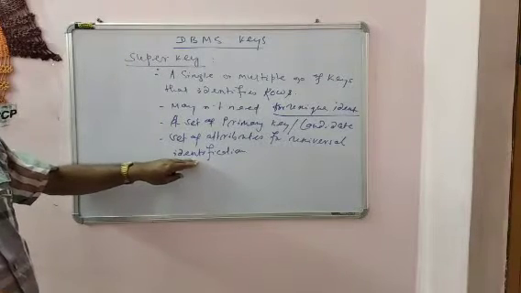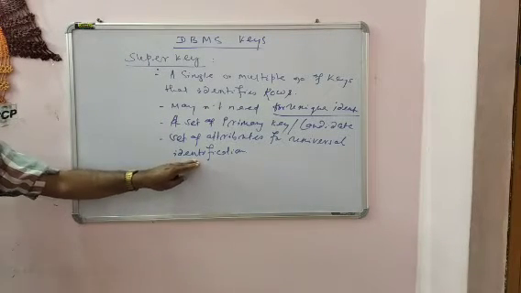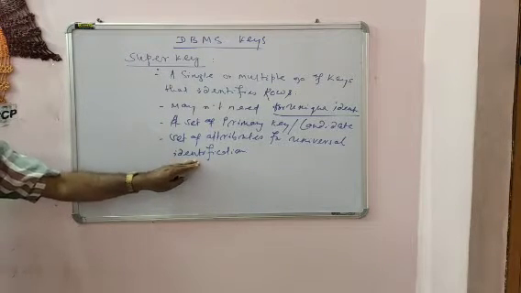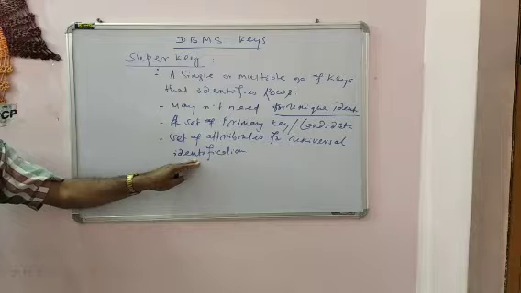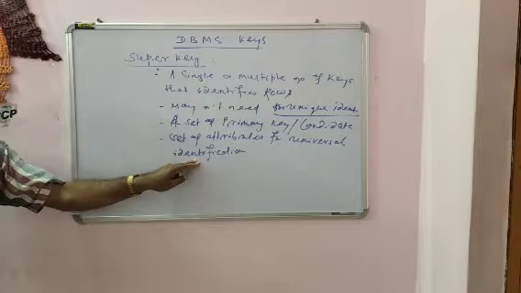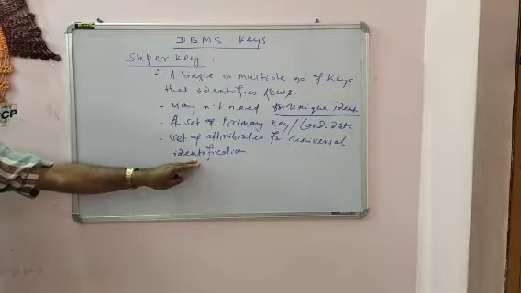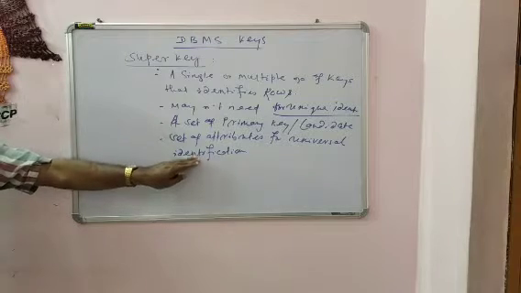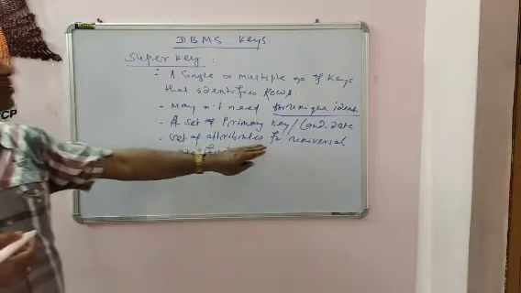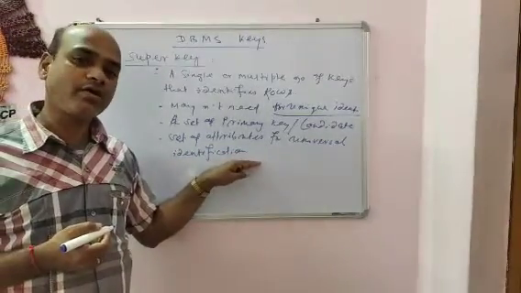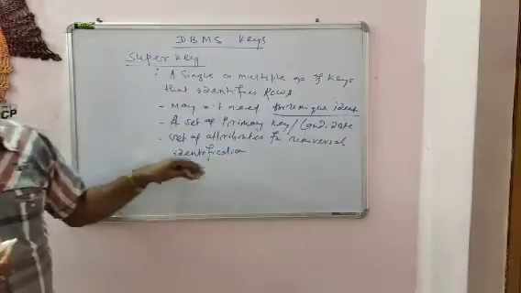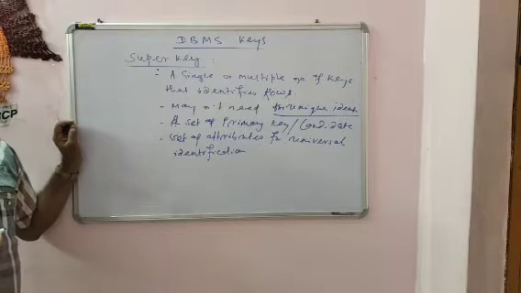Universal identification. We are using it for universal identification. It may not be needed for unique identification. This is an additional attribute. A super key may have some additional attributes that are not needed for unique identification, but this set of attributes is for universal, unique identification of a record.